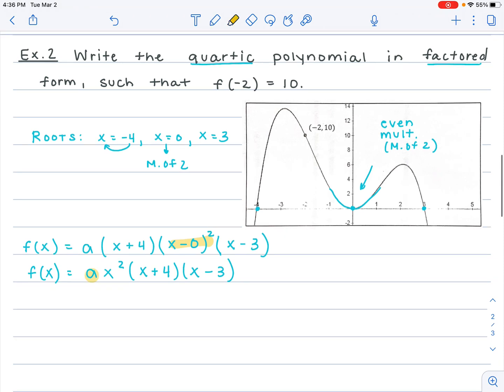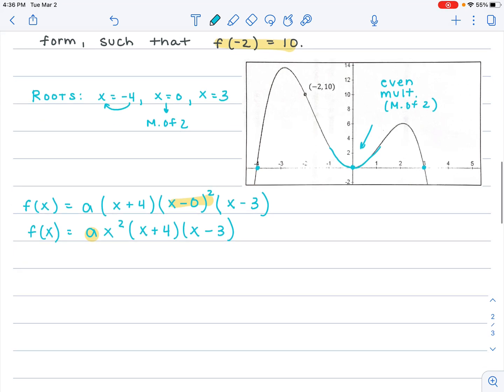So we're almost there. Now we have to figure out what our actual a value is, and we do that based on the point they give us. So we're going to plug in the values. All right, f of x says it equals 10, so this is going to be 10 equals a. My x value is negative 2, so I'm going to plug in negative 2 to all of my x's.